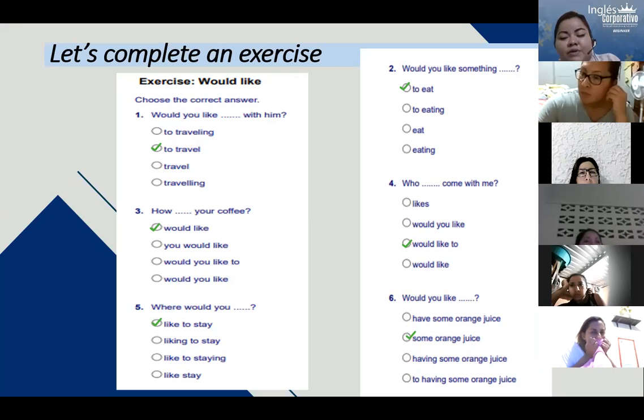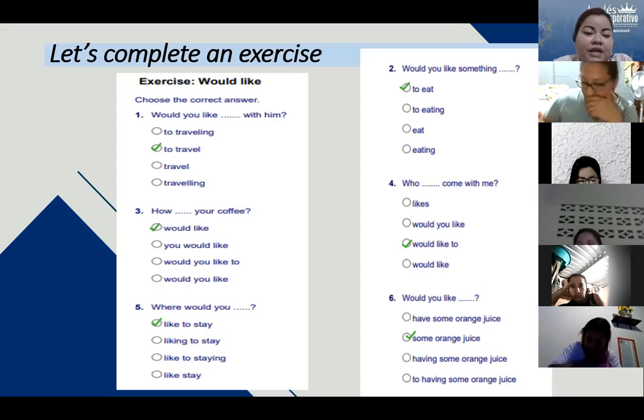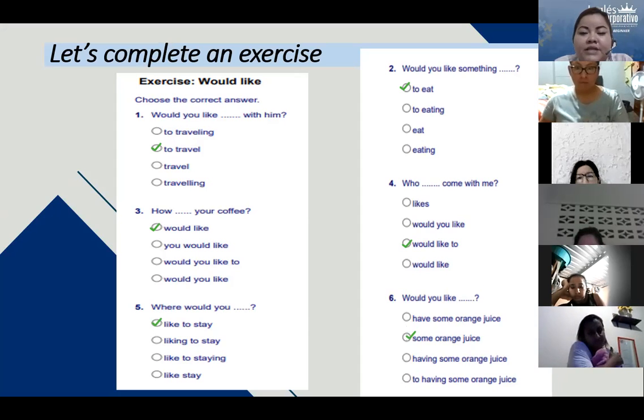Check your answers. Tell me if they are the same. Vean las preguntas, vean las respuestas y hagan preguntas si así las tienen, por favor.